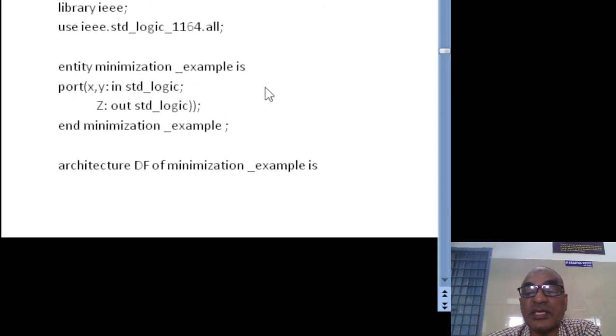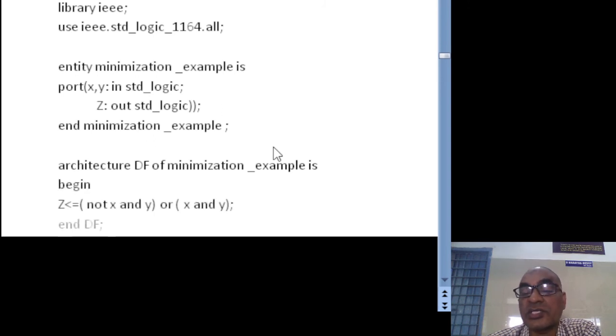Then the entity declaration starts with the word entity, minimization example, port of two inputs: one input is X and another input is Y, in std_logic, and one output Z, out std_logic. Then the architecture part starts with the word architecture, architecture name of entity name is begin. For the given function, I prefer the data flow style of program because the Boolean equation is already available, so Z <= not X and Y or X and Y.